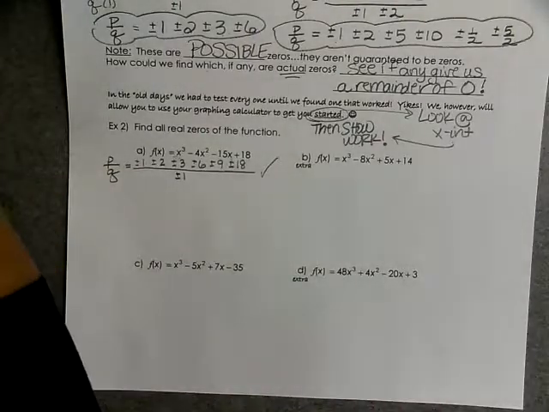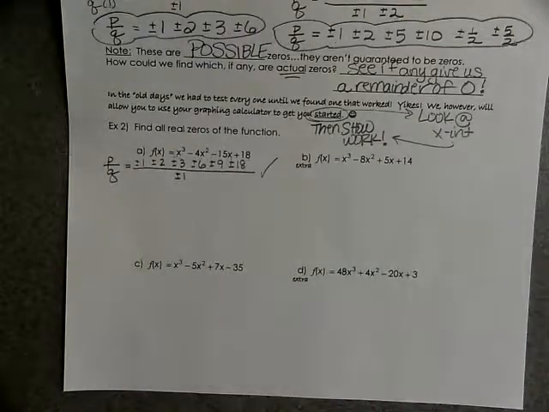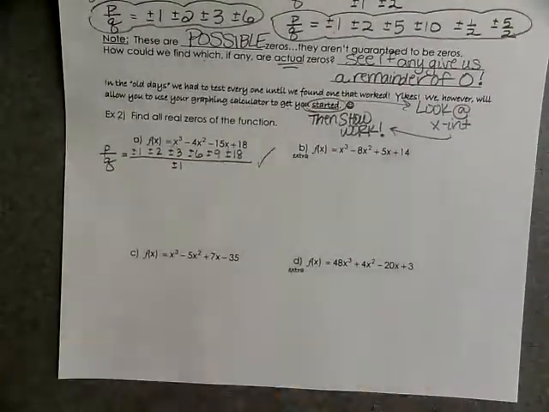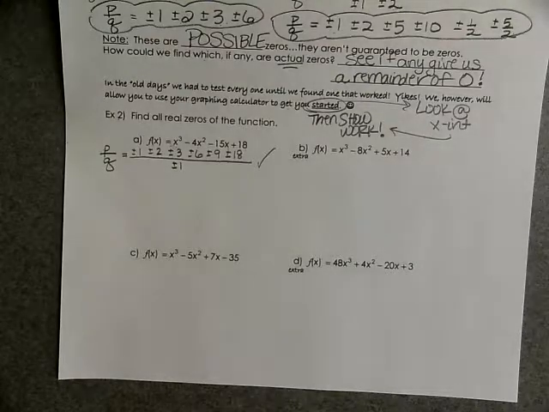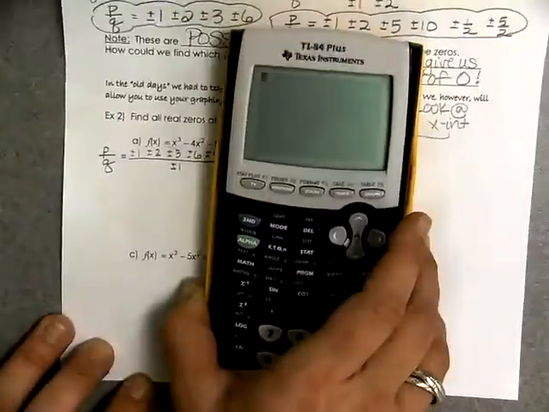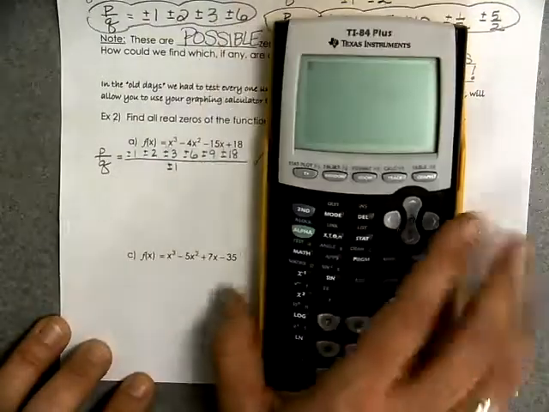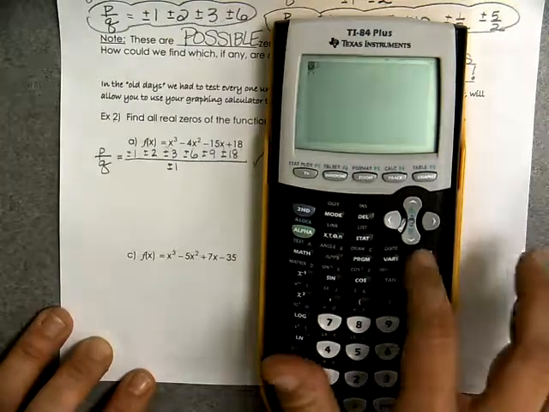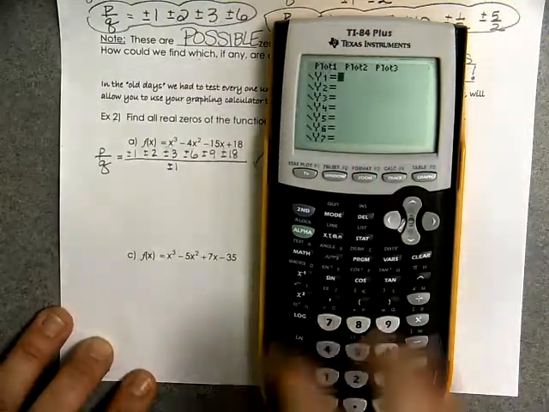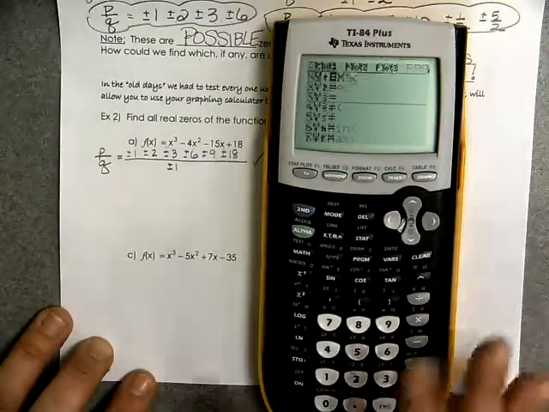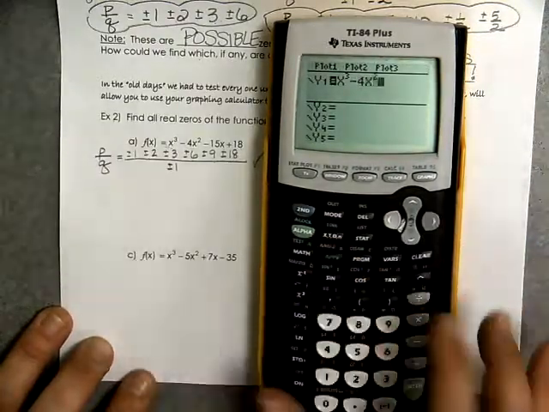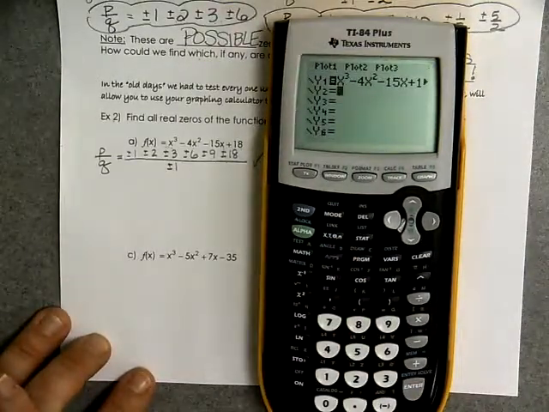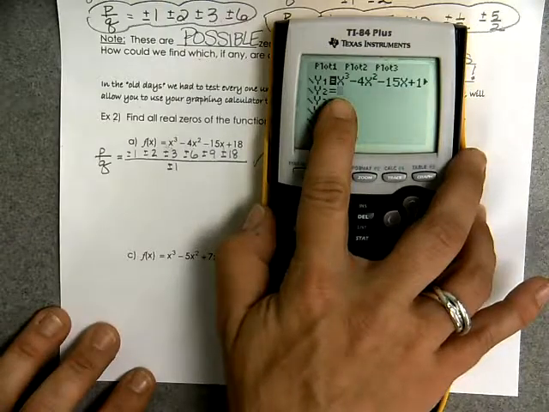But then we need to know which one to test. And again, back in the olden days, like when I went to school, we just had to test. We had to pick one and say, I think 3 works, and then we would see if 3 works. What we're going to let you do is use your graphing calculator. Let's put this in our graphing calculator. Go to y equals, that'd be helpful. All right, x cubed minus 4x squared minus 15x plus 18. So we can put that in our y1.